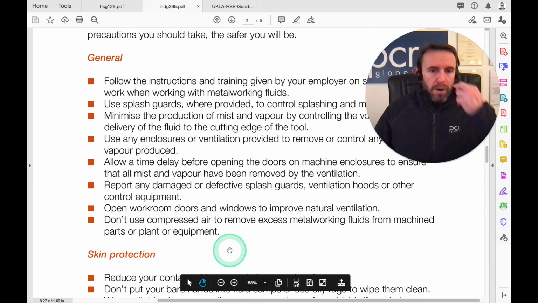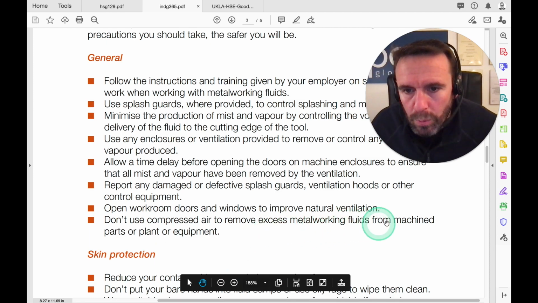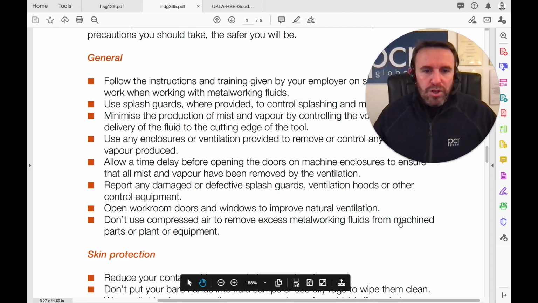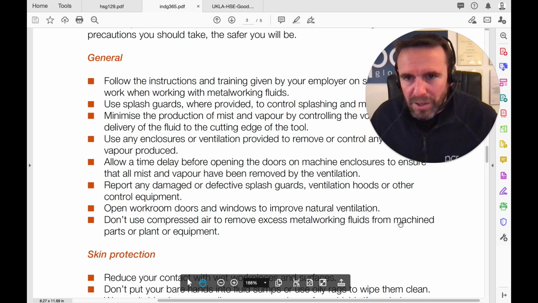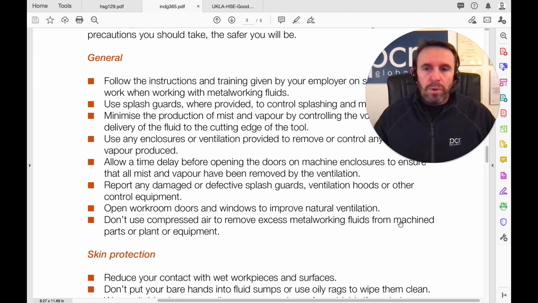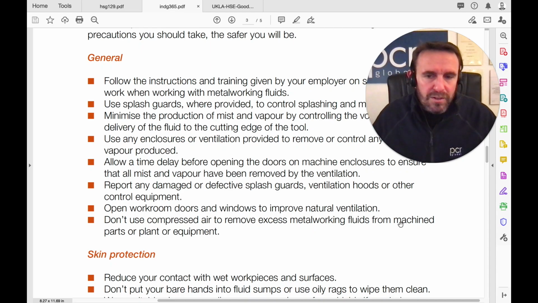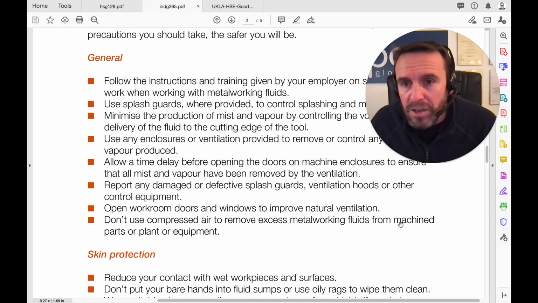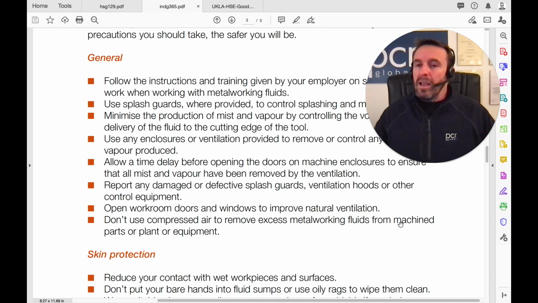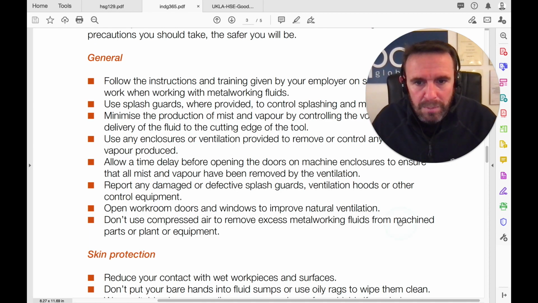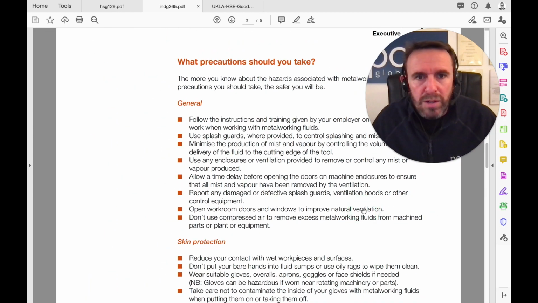Don't use compressed air to remove excess metalworking fluids from machine parts or plant. I know it's difficult, but we shouldn't be doing it. We should not be using compressed air to blow anything. It's used a lot, and I know that, and I sympathise with people who do it. If the HSE see you doing it, it's going to be straight away, hang on, no, you're not to be doing that. You must come up with other ways of doing it. So that's a very good document.